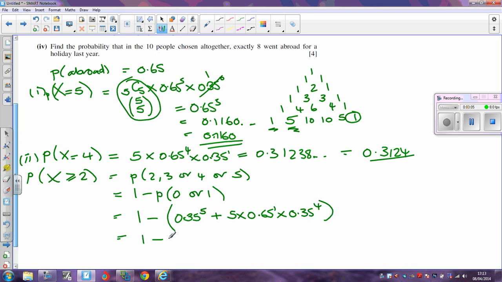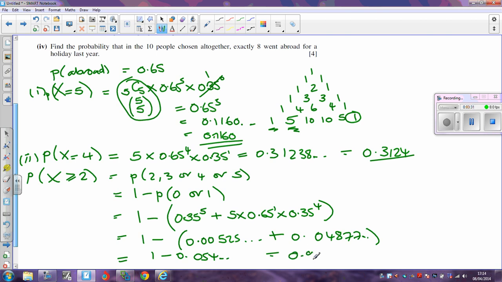Now, if we work those out, 0.35 to the power 5 comes out as 0.00525. Probability of 1 person going abroad comes out to 0.04877. And if we work that out, it becomes 1 minus 0.054, which is 0.9459, which is 0.946 to 3 significant figures.